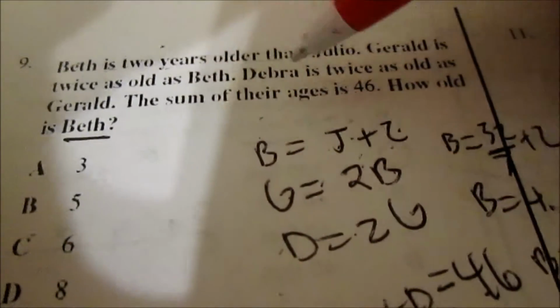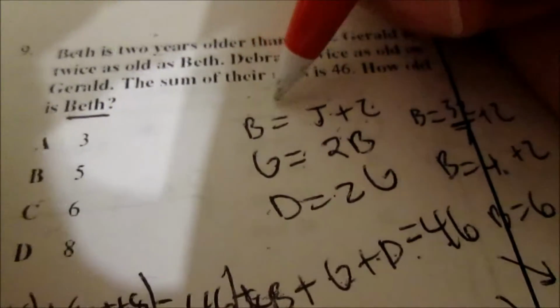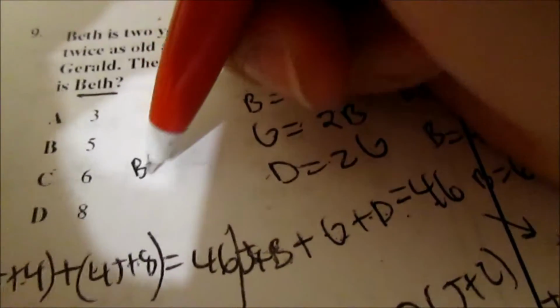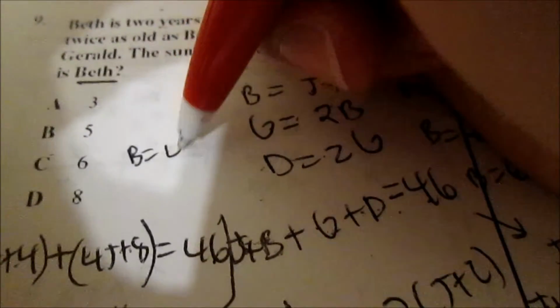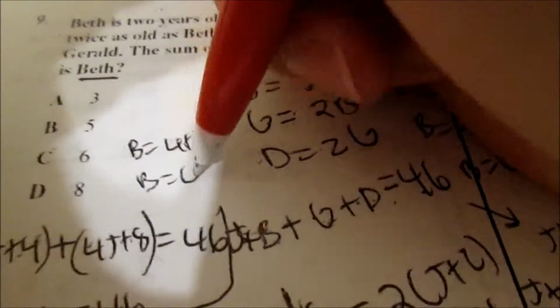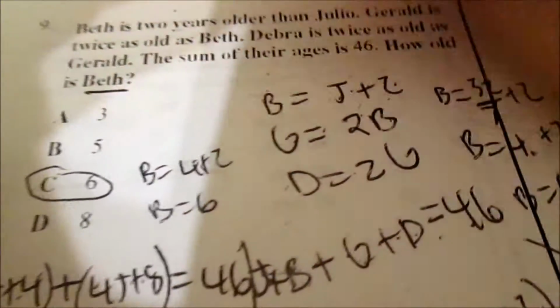So J is 4, but that's not my answer. My answer is how old is Beth? So Beth is J plus 2. Beth equals, J was 4, so 4 plus 2. Beth equals 6. C.